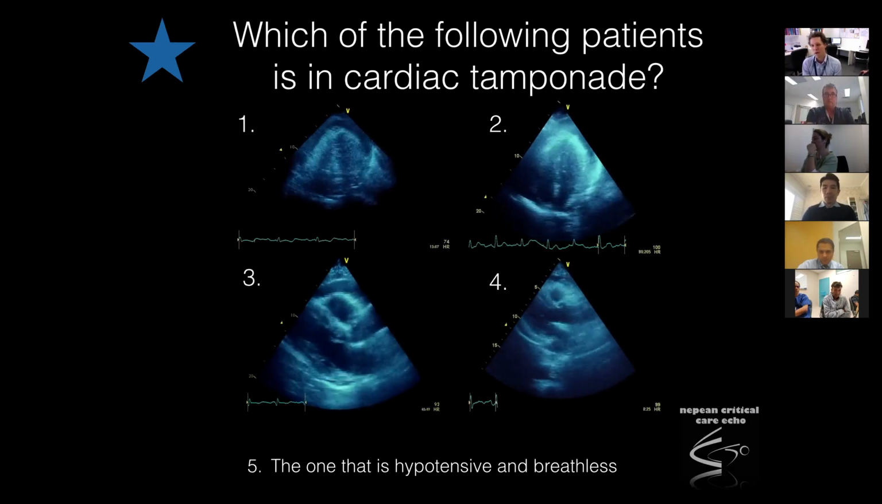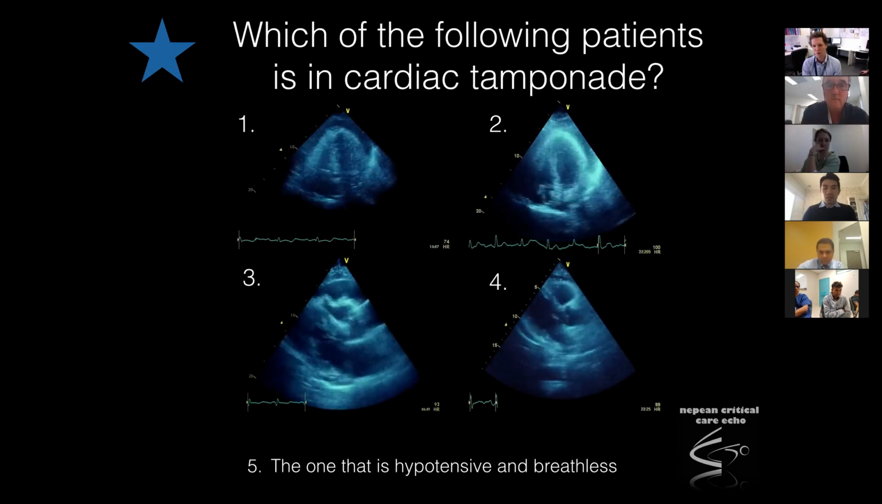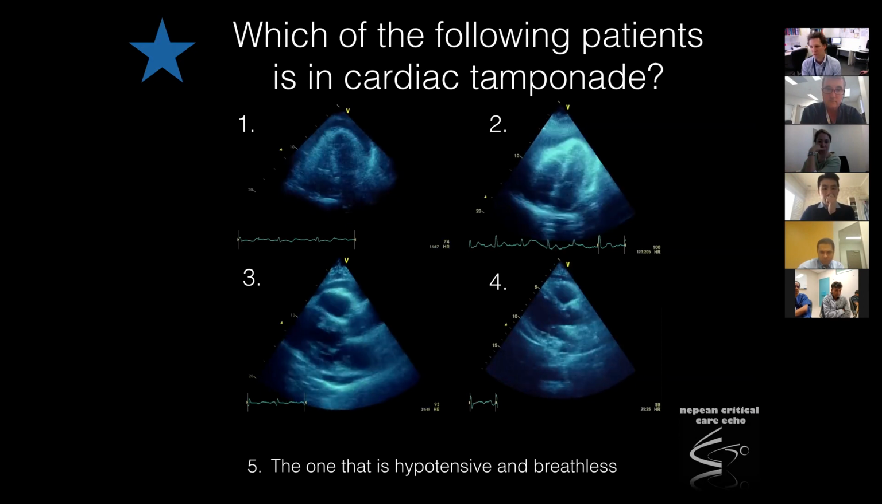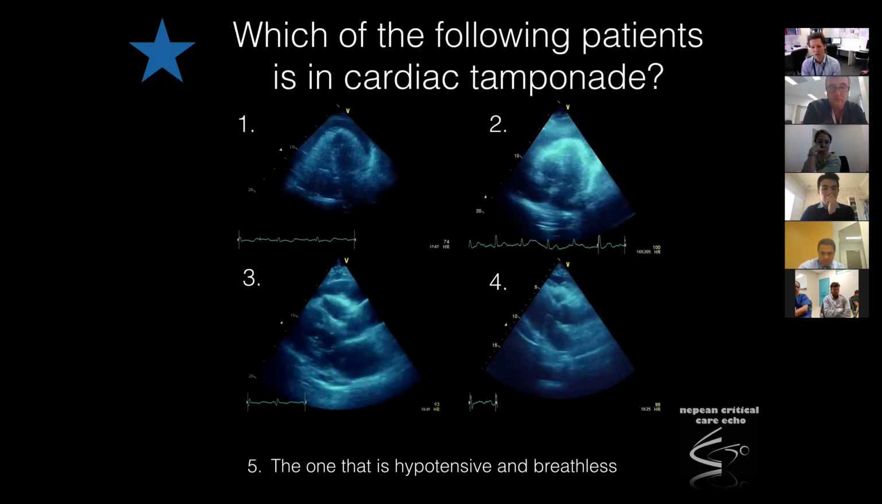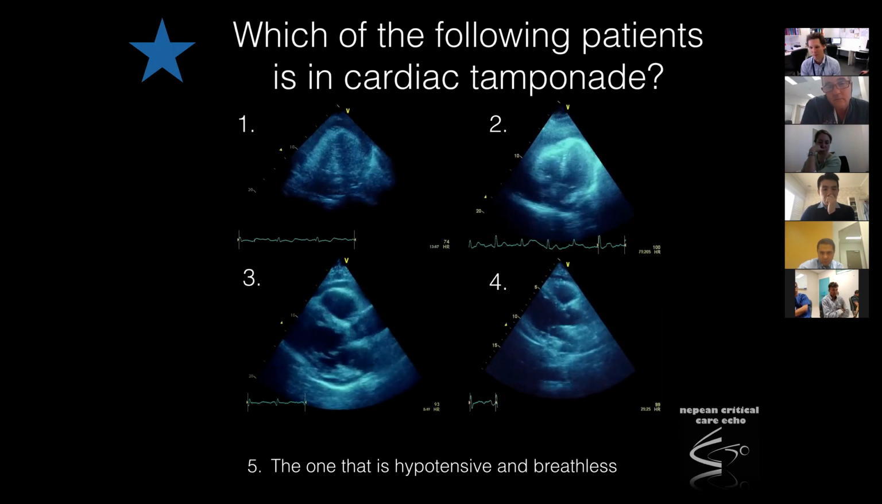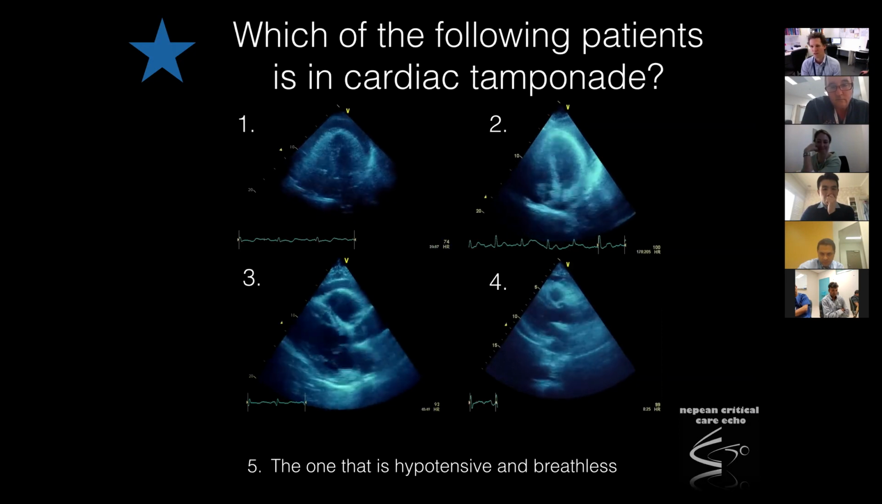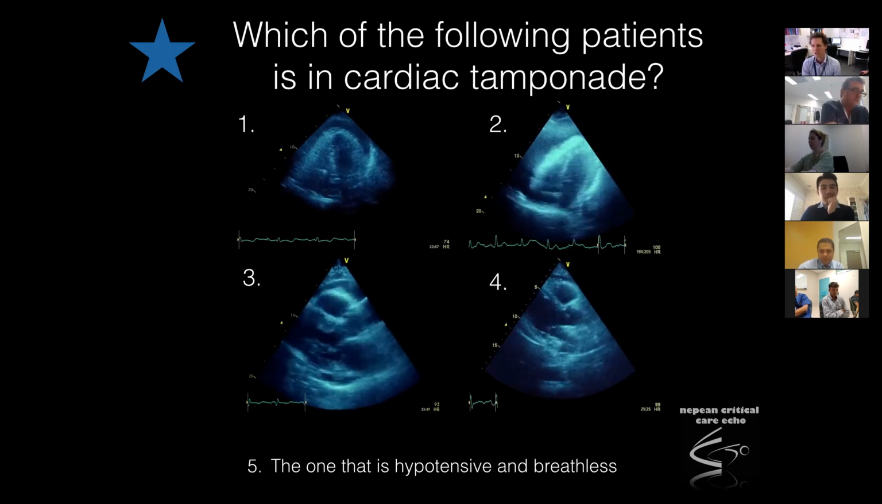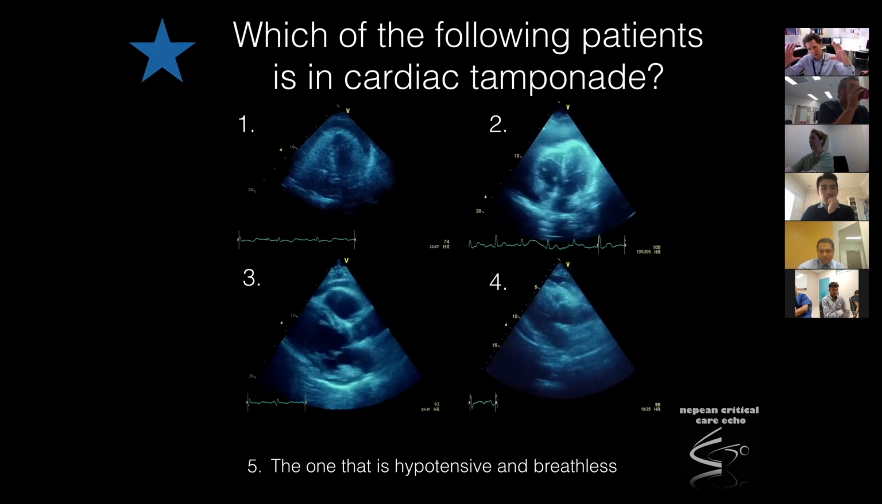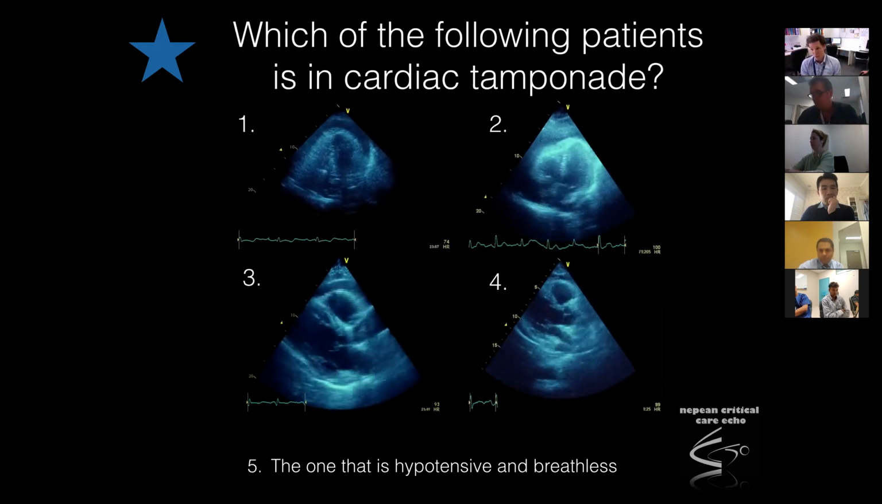Which of the following patients is in cardiac tamponade? Well, both number 1 and number 2 are probably patients with severe tamponade or severe pericardial effusions. Number 3 is probably moderate, but you can see that right ventricle collapse happening there. And number 4 has probably got a small pericardial effusion. Obviously the answer to which one of these patients is in cardiac tamponade is the one who's in shock and breathless. It's a clinical diagnosis. So maybe in the intro we should have said that: the first thing is a clinical diagnosis, backed up by echo.